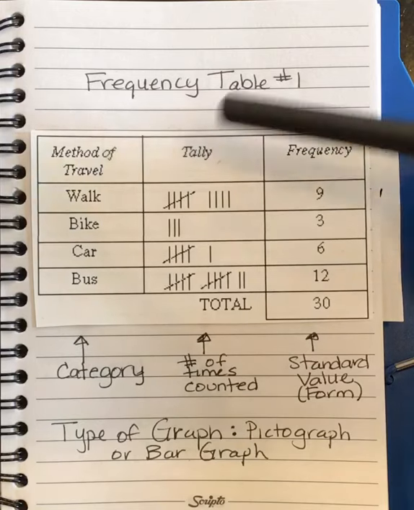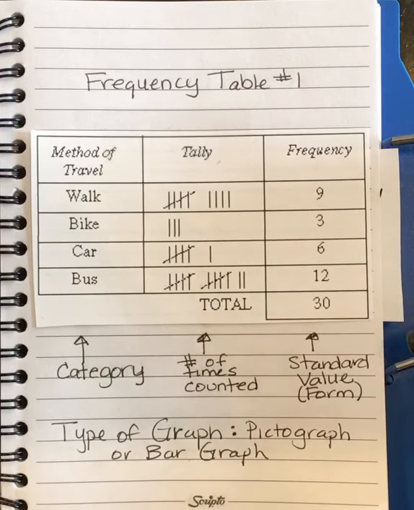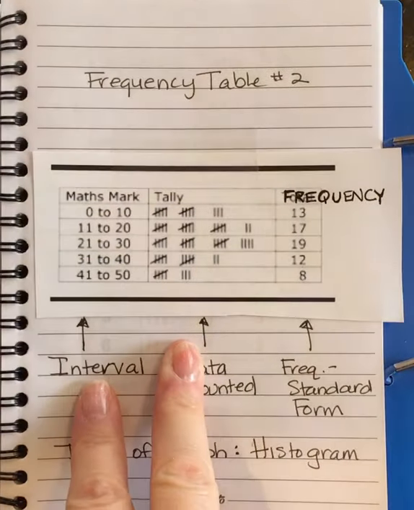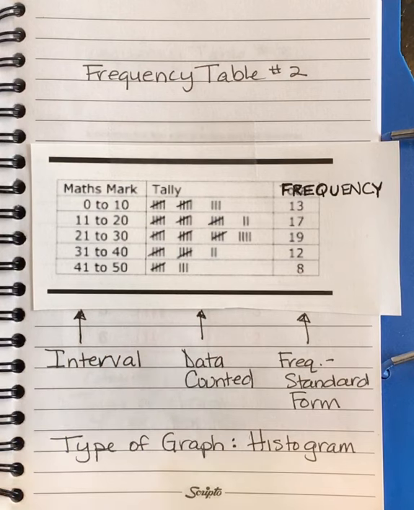And we would take this particular frequency table and we would graph it using maybe a pictograph or a bar graph. On our second frequency table, we have information that's maybe collected on a math test that had a test value up to maybe 50 points.